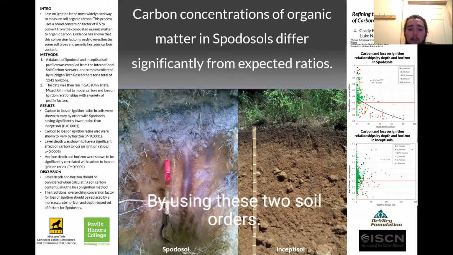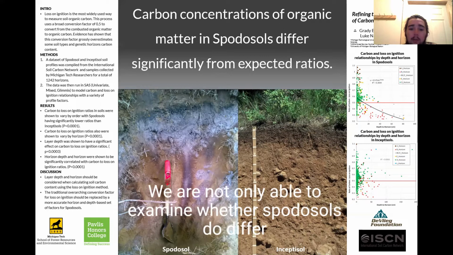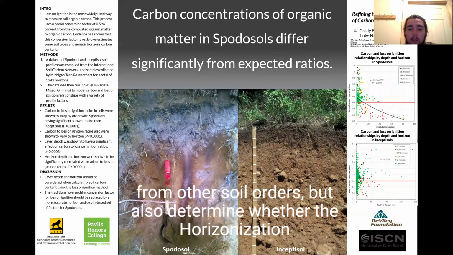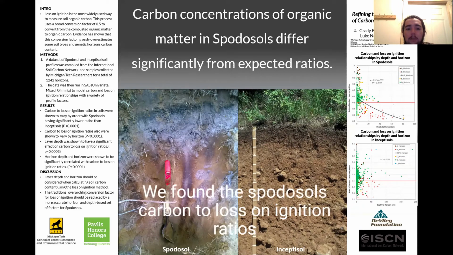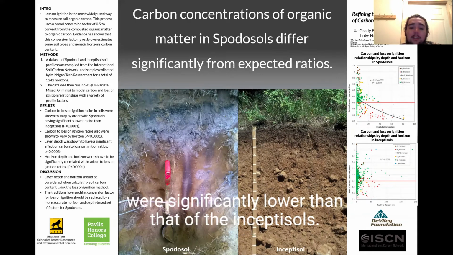And by using these two soil orders, we are not only able to examine whether Spodosols do differ from other soil orders, but also determine whether the horizonization has some effect. After employing a variety of statistical modeling techniques, we found that Spodosols' carbon to loss on ignition ratios were significantly lower than that of Inceptisols.